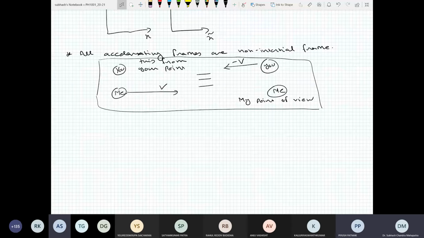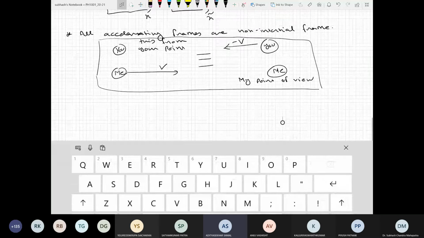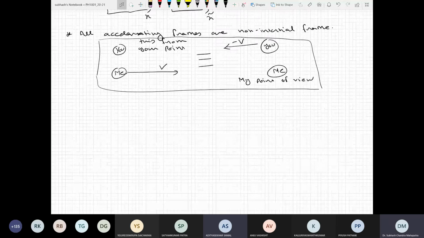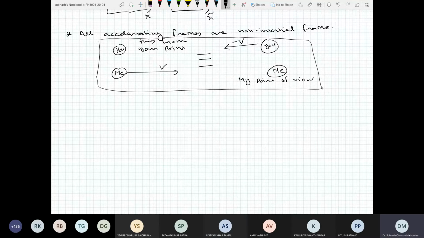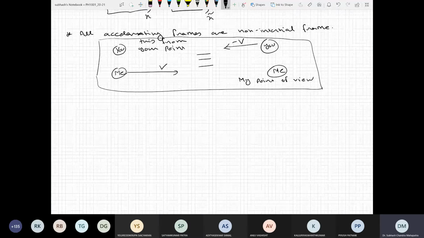So that's why we take Earth as an inertial frame. Actually, Earth is also a non-inertial frame. For our convenience in solving questions, we take Earth as an inertial frame. Yes, for simplicity, we are taking inertial frames, because it's easier to analyze.